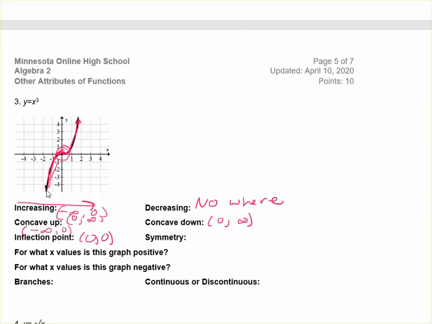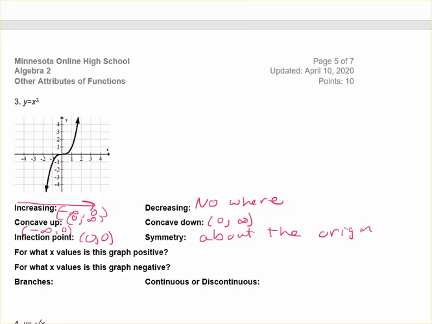Symmetry. This has symmetry about the origin. So this doesn't have line symmetry. I couldn't cut a line and it wouldn't look exactly the same. But if I were to take this piece, cut it, and rotate it, that's symmetry about the origin, then it would be symmetric there. For what x values is the graph positive?